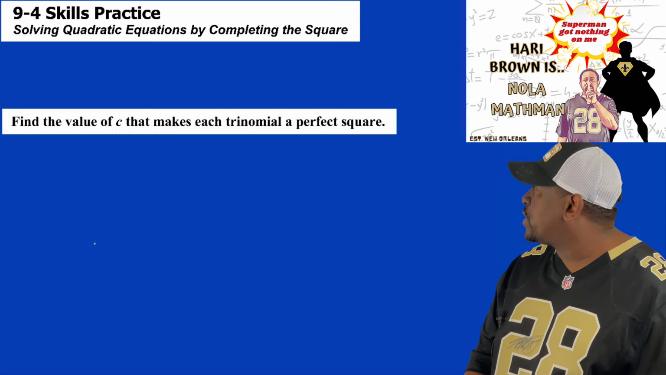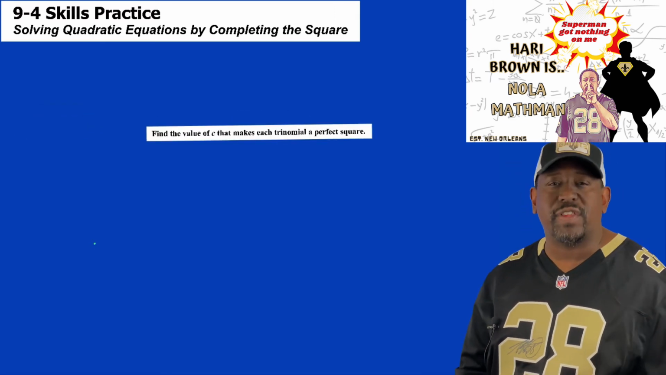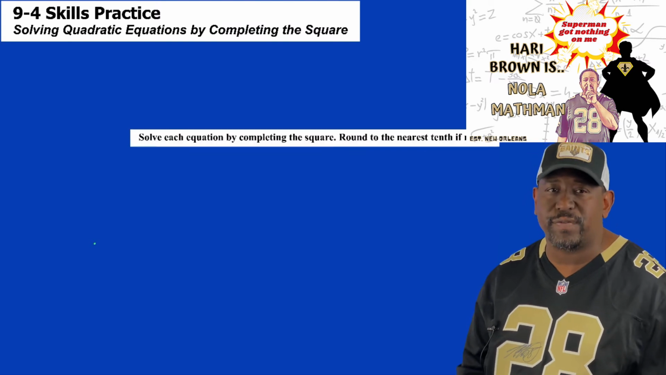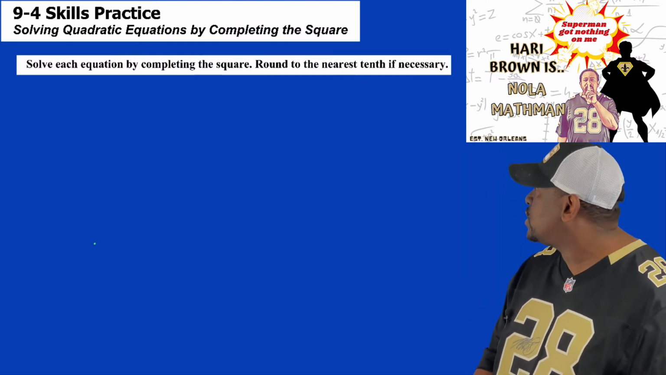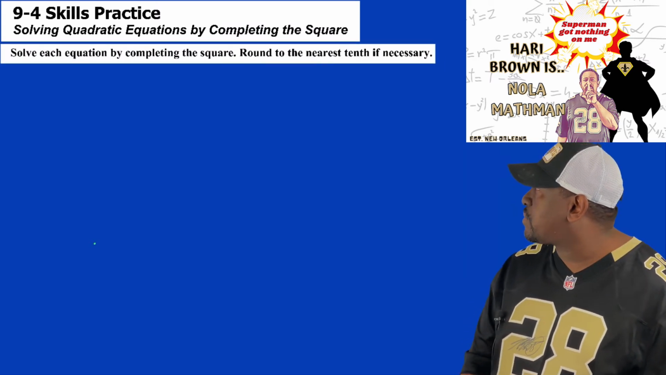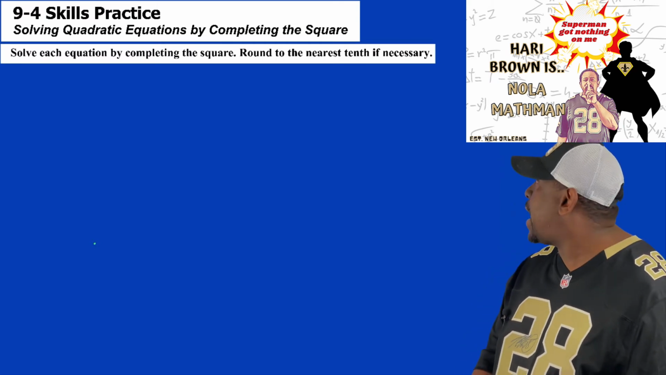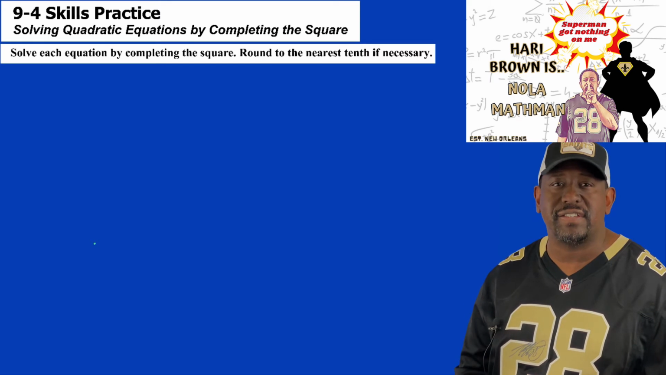All right, so now we're going to do another group of problems. Now that we've learned how to solve for c, we can now solve a quadratic function by completing the square. So we're going to do a problem like that. It says solve each equation by completing the square, round to the nearest tenth if necessary.